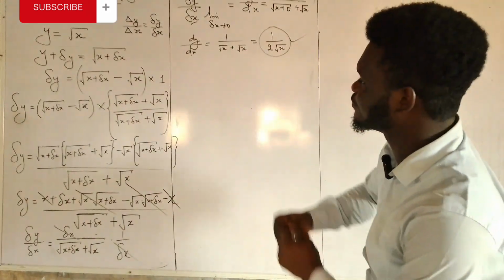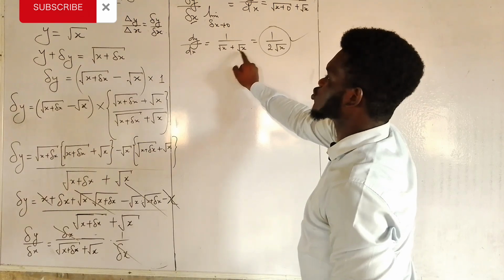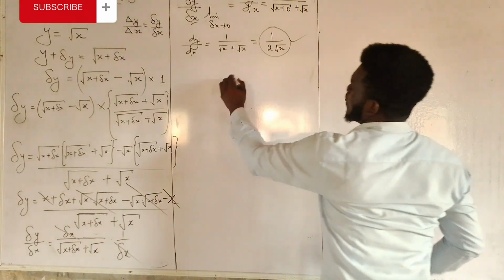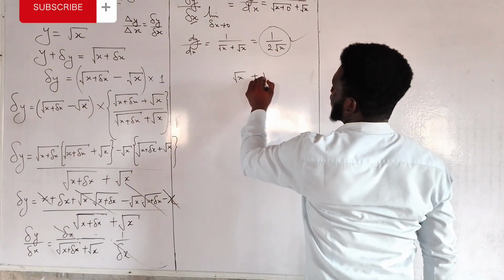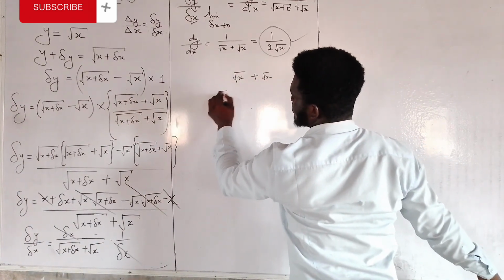So that's the solution: square root of x plus square root of x. If you don't understand how square root of x plus square root of x became this, now I can just give you a trick like this. What is common? Square root of x is common. So factorize square root of x.